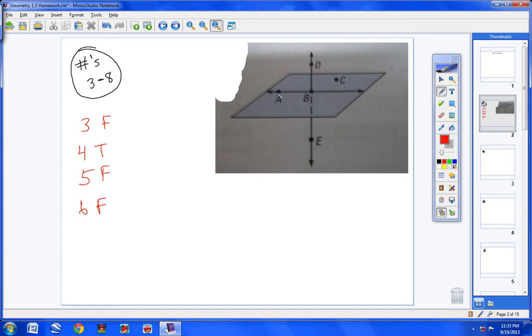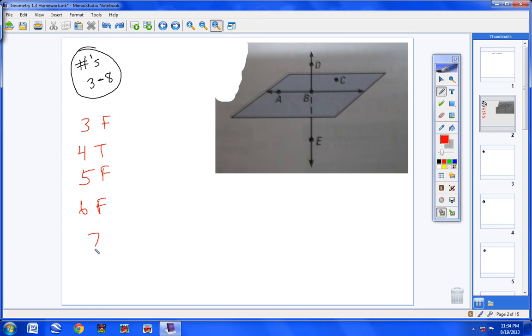Number 7, AB lies on plane ABC. Well, here's plane ABC right here. There it is. And here's line AB. Does that line lie on that plane? It might be hard to see, but yes, it does. Definitely, that's true. Yes, it is true.